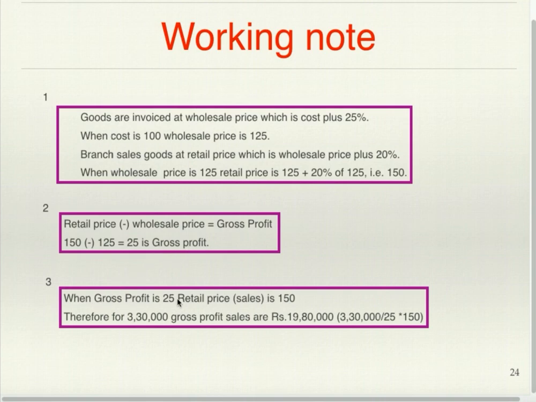When gross profit is 25, retail price, that is sales, is 150. Gross profit is given, which is 3,30,000. What will be the sales? So sales will be 3,30,000 divided by 25 into 150. So sales figure is 19,80,000.